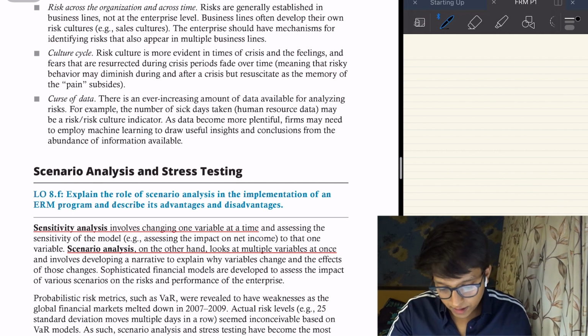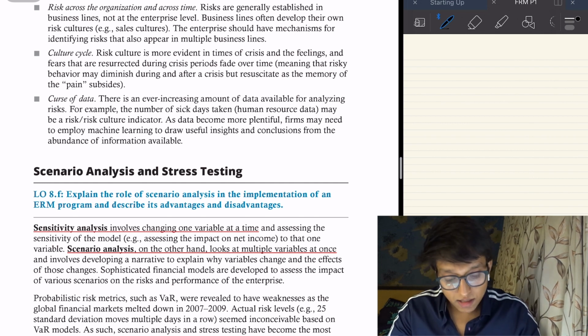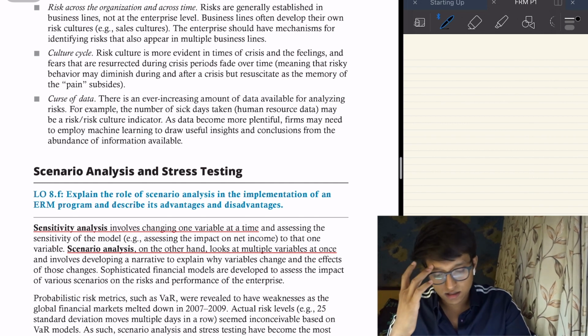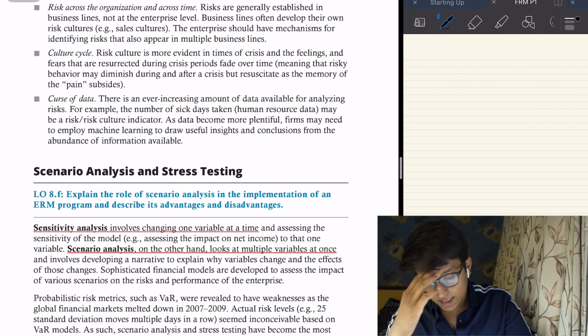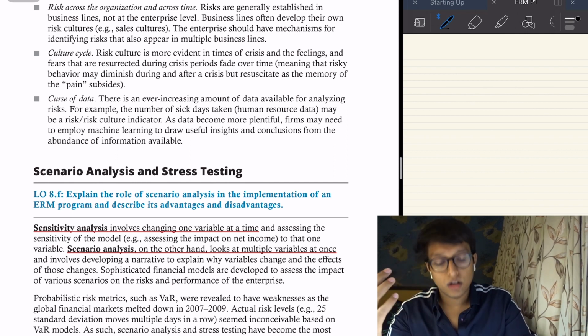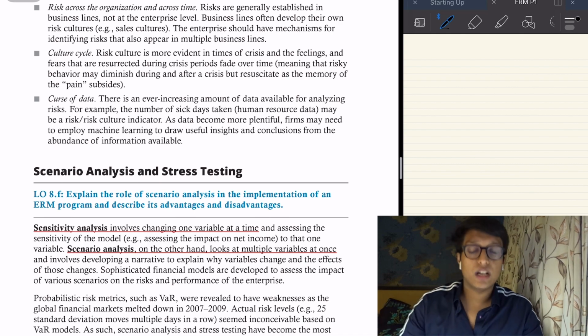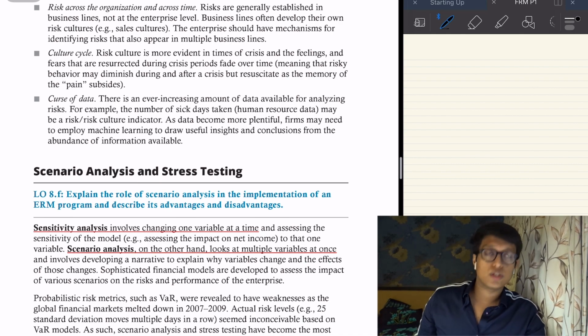And the curse of data. There is an ever increasing amount of data available for analyzing risk. For example, the number of sick days taken may be a risk or risk culture indicator. As data becomes more plentiful, firms may need to employ machine learning to draw useful insights and conclusions from the abundance of data.